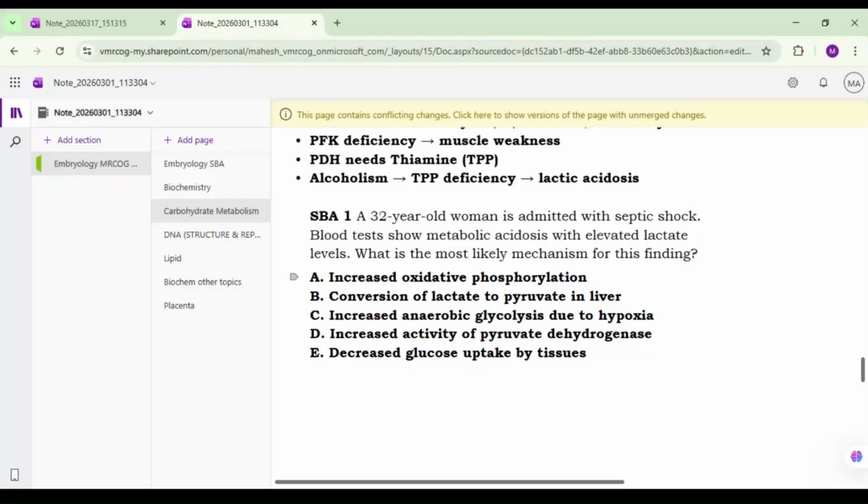A 32-year-old woman is admitted with septic shock. Blood test shows metabolic acidosis and elevated lactate level. What is the most likely mechanism for these findings? Increase oxidative phosphorylation, conversion of lactate to pyruvate in liver, increase anaerobic glycolysis due to hypoxia, increase activity of pyruvate dehydrogenase, decrease glucose uptake by tissues. Option C, increase anaerobic glycolysis due to hypoxia.